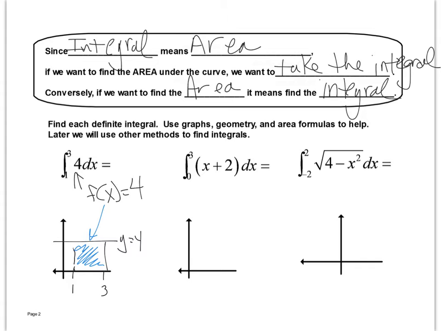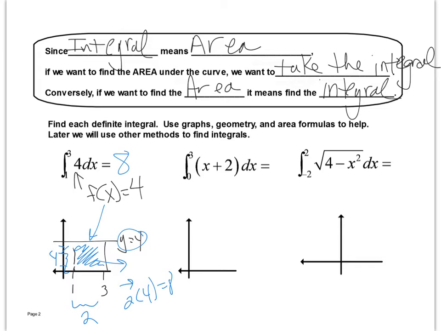All right, so how do I find the area of a rectangle? Well, that right there, its width is 2. That right there, it's up 4, right? It's at 4. So this height right here is 4. So the rectangle is 2 by 4. It's 8. The antiderivative from 1 to 3 of 4 dx is 8.